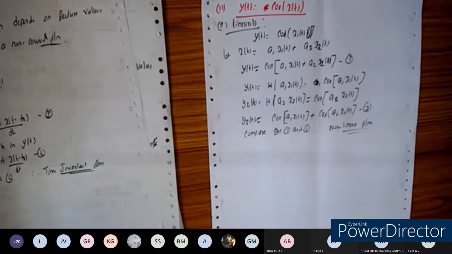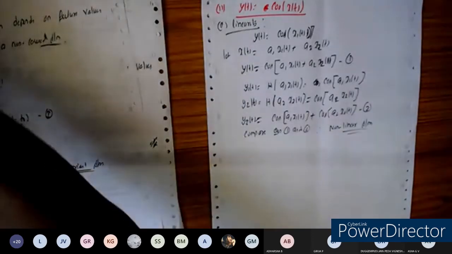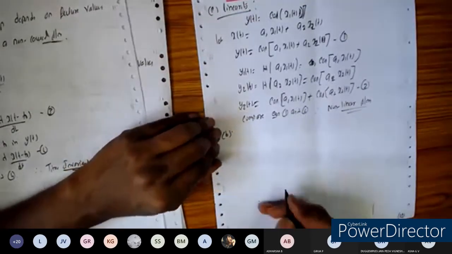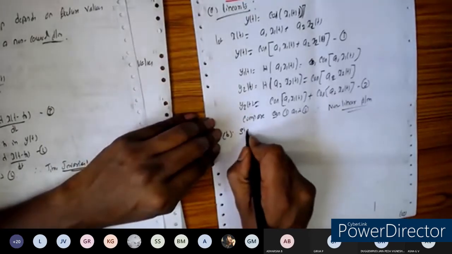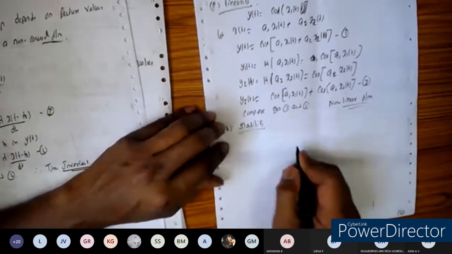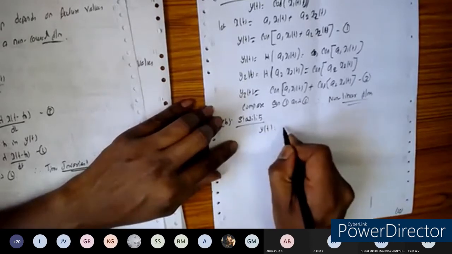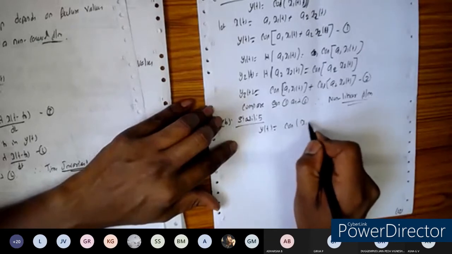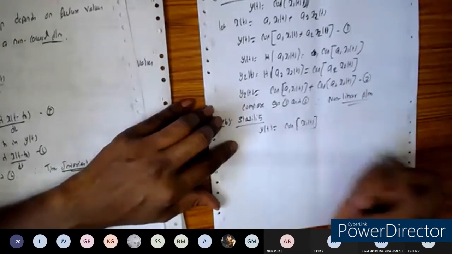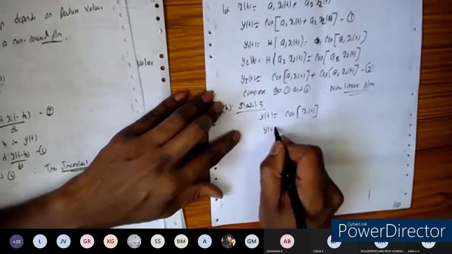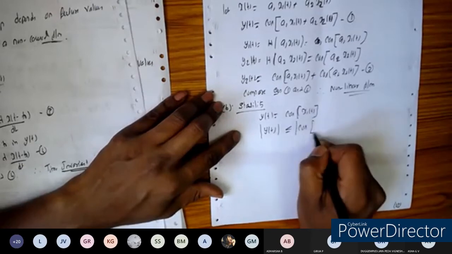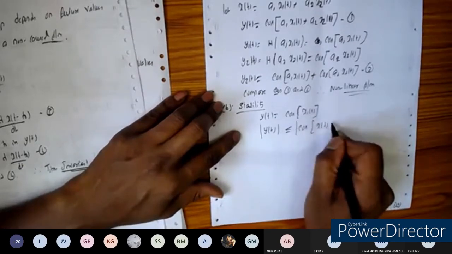Any doubts? So the first one was the linearity property, and the next one is stability. Let y of t be equal to cos of x of t. If we consider the magnitude, the magnitude of y of t is the magnitude of cos of x of t.